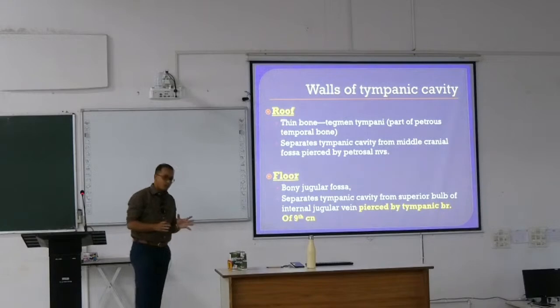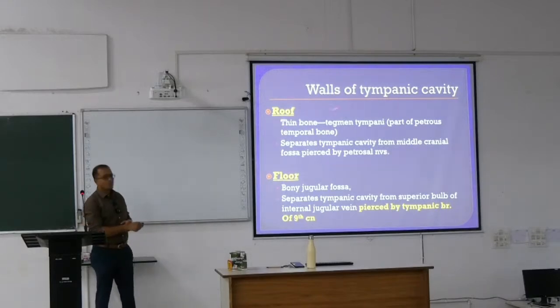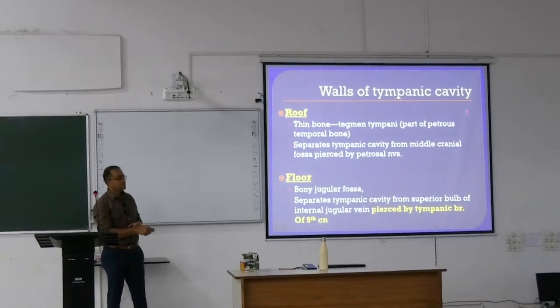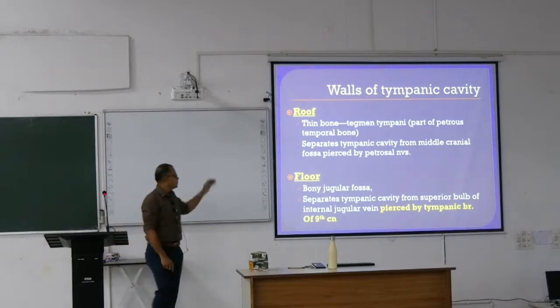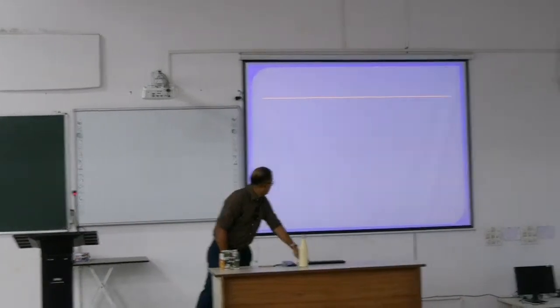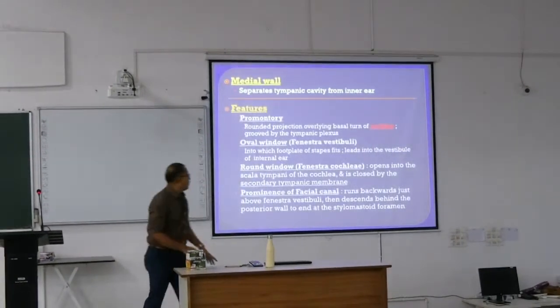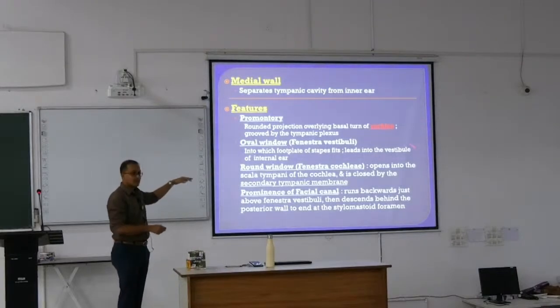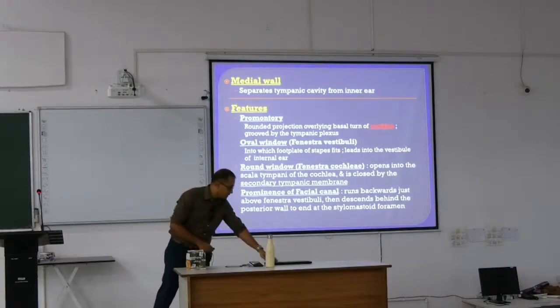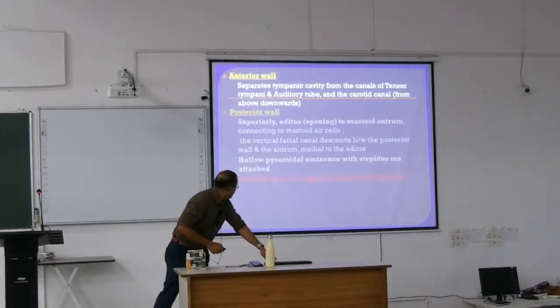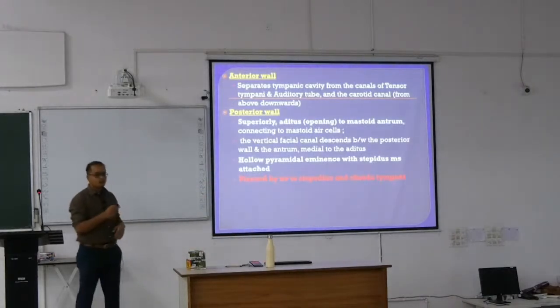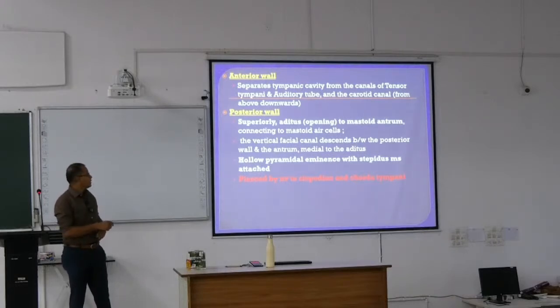It could be your exam broad question, could be split down. So talking about the roof, what are the structures related to the roof? Talking about the floor, which are the structures related to it, and what nerve pierces through it. So once you are done with the roof and floor, then you can move to the medial wall, which has the particular features that we have already mentioned with these schematic pictures. Then the lateral wall is the tympanic membrane.